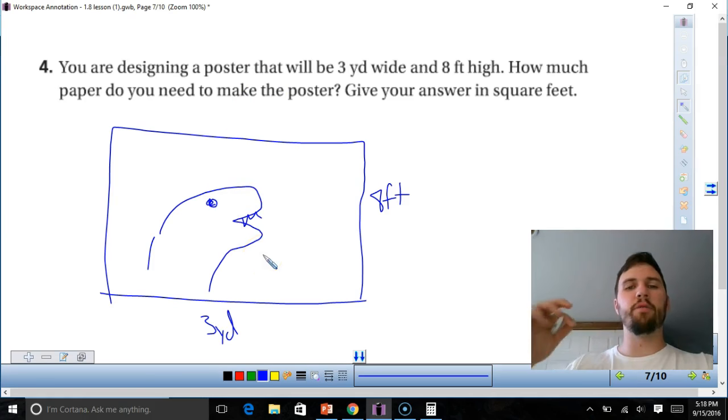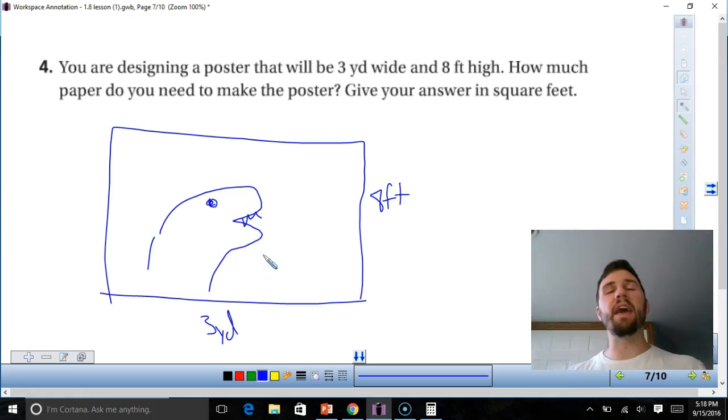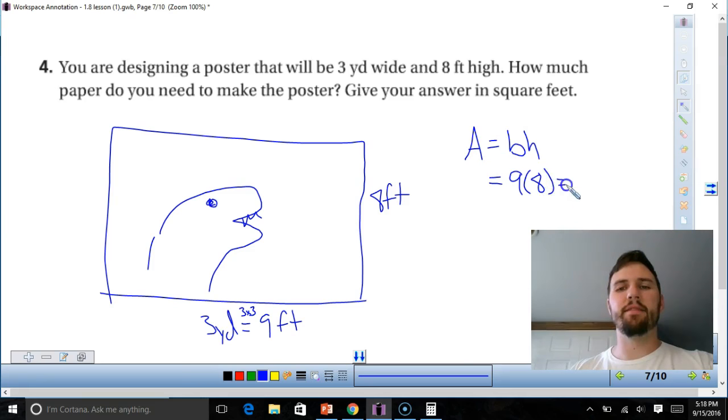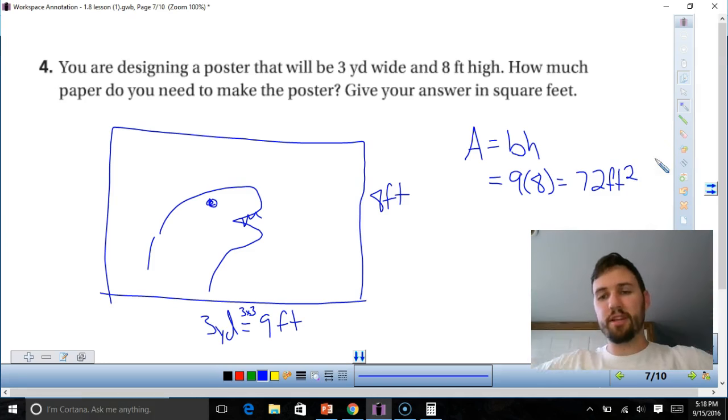So, now we have yards and feet. We can't do any calculations till everything is in the same unit. So here's what I have to ask myself: how many feet are in a yard? 3. So 3 yards is equal to 3 times 3, which is 9 feet. Now our area is base times height. My base is 9. My height is 8. That's 72 feet squared is how big this dinosaur poster is going to be. That's quite a nice poster.